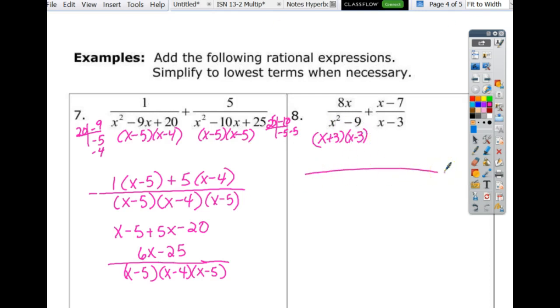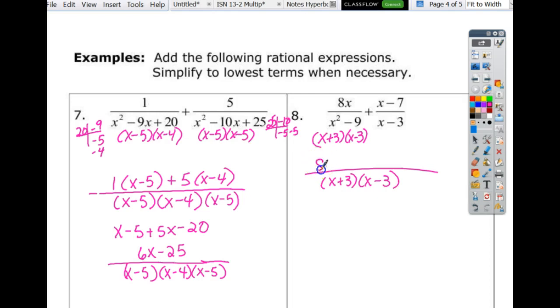Okay, so this factors to x plus 3, x minus 3. So I need an x plus 3. I need an x minus 3. So do I add another x minus 3 here? No, because you already got one. I would add another one if I had 2 here, but I don't. So I just have 1. Okay? So now, watch what happens.